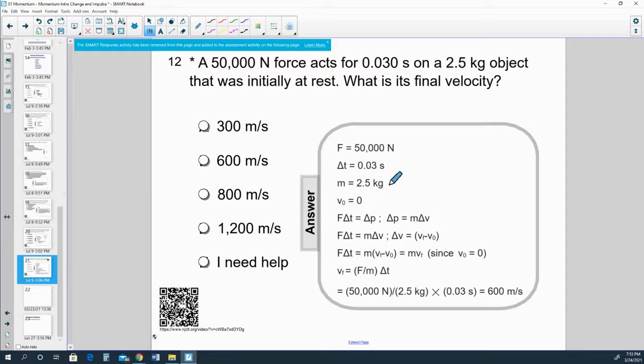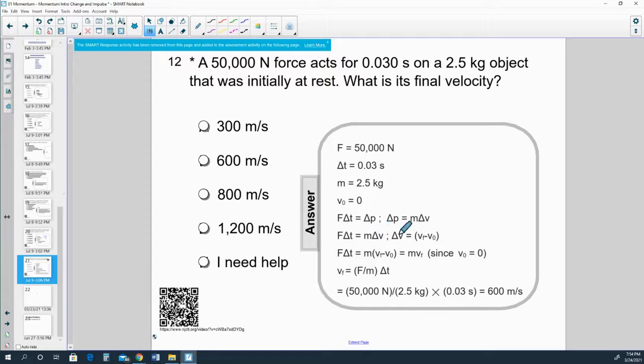Taking a look at some of the equations here, we know that impulse is equal to the force times change in time, which is equal to the change in momentum. Now, change in momentum could also be written as mass times the change in velocity, because if you're going to change the momentum, you're going to change the velocity. So the force times change in time can be equal to mass times that change in velocity.